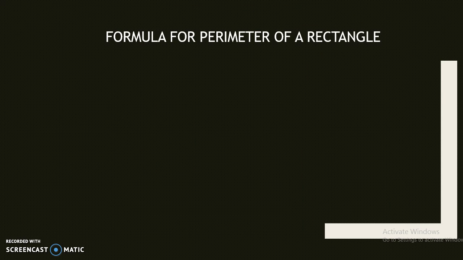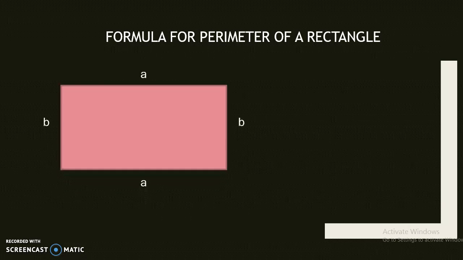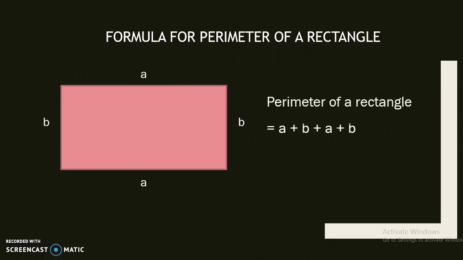To simplify the solution to similar problems, we may formulate the perimeter of a rectangle as a simpler equation. As there are two adjacent sides which differ in length for a rectangle, in this diagram we indicate one side as A and the other side as B. Thus, the formula for calculating the perimeter of a rectangle is A plus B plus A plus B, which is equal to 2A plus 2B.